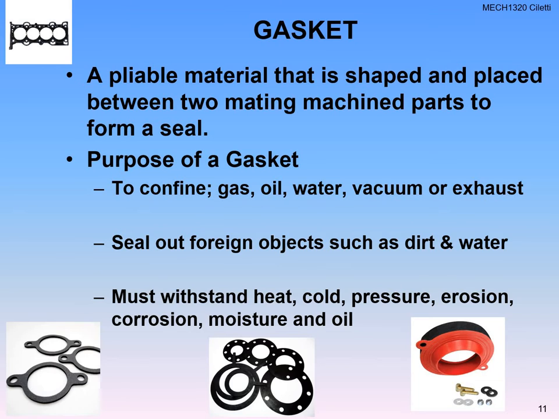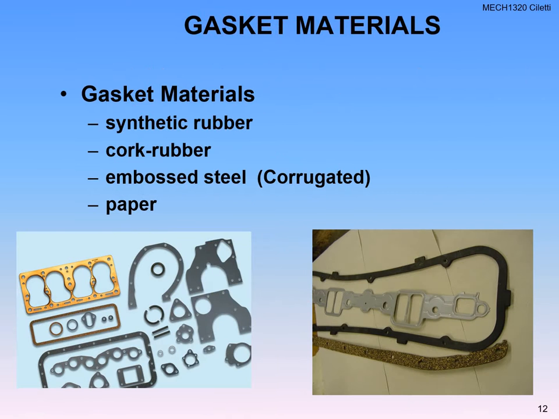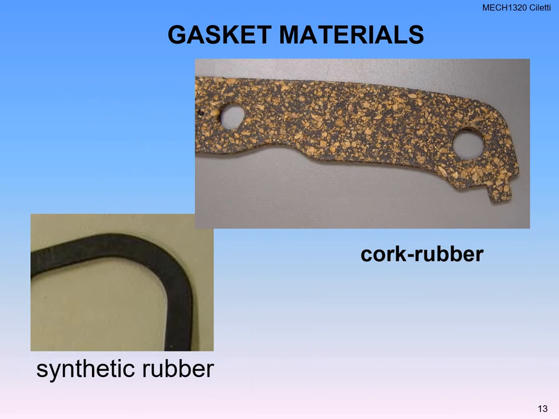Gaskets have to be able to withstand heat, cold, pressure, erosion, elements, moisture and oil. Eventually, yes, they're all going to fail due to time, decomposing. If you have them out in the sun, elements like that will greatly impact those materials. But most gaskets are made of synthetic rubber, cork, or embossed steel. The embossed steel one is more like on your computers. We also have paper gaskets. But rubber cork and synthetic rubber are very common.